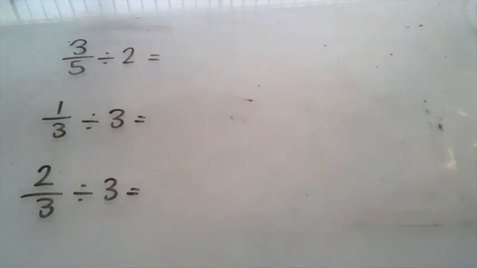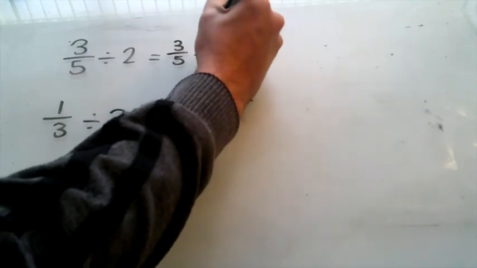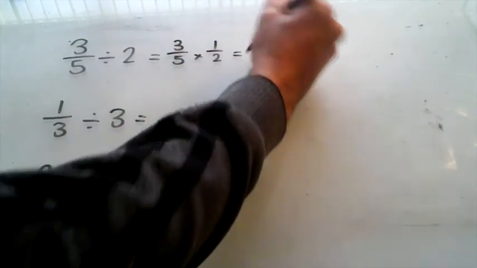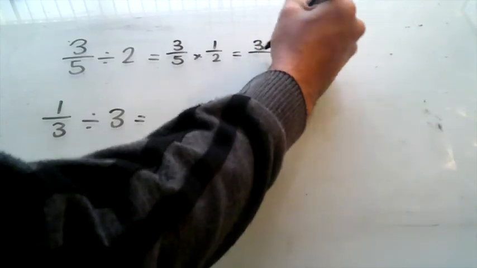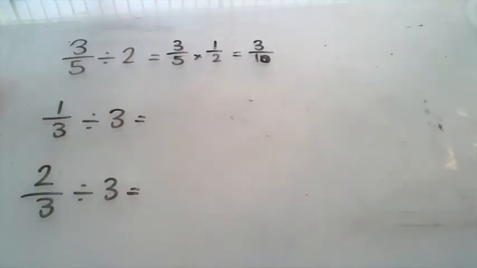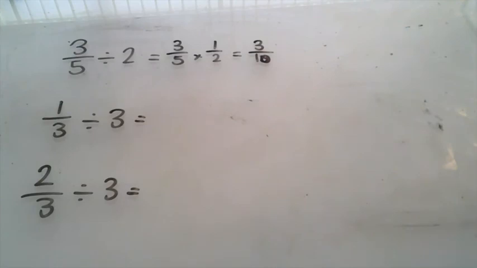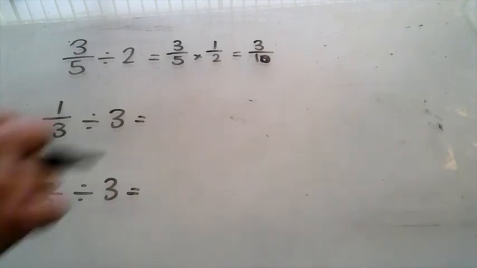So we've got 3/5 divided by 2, which is actually 3/5 times 1/2, which will give us 3/10. Can we simplify that? No, we can't, because there isn't a common factor between 3 and 10, because 3 is a prime number. Let's have a look at the next one.